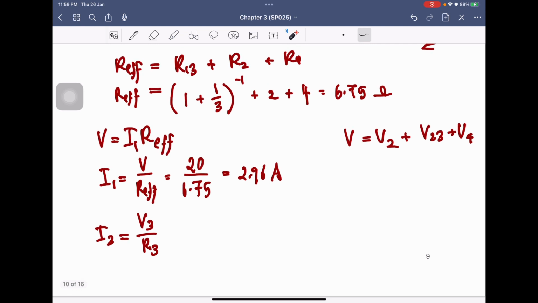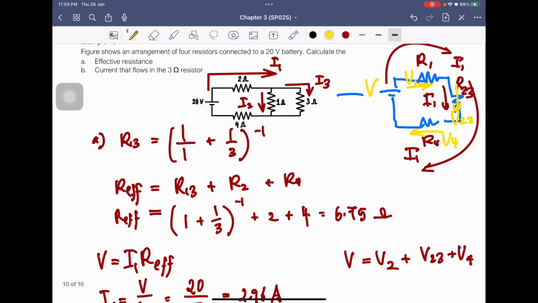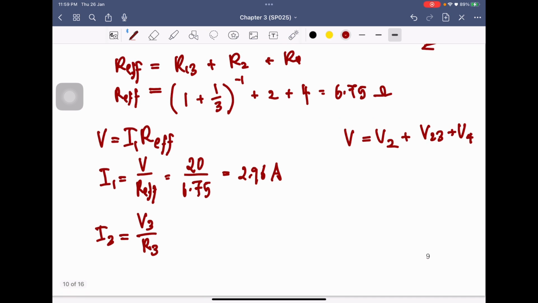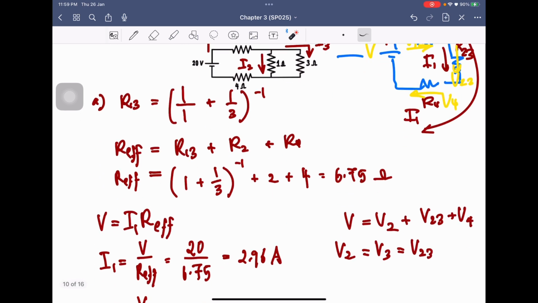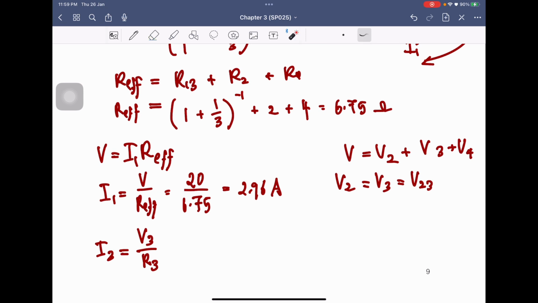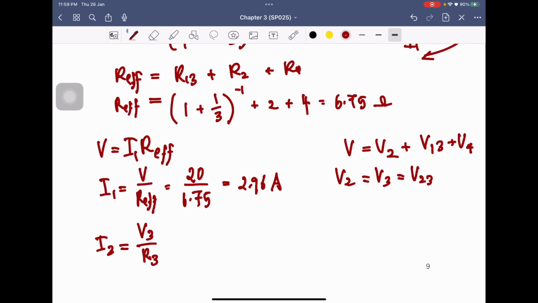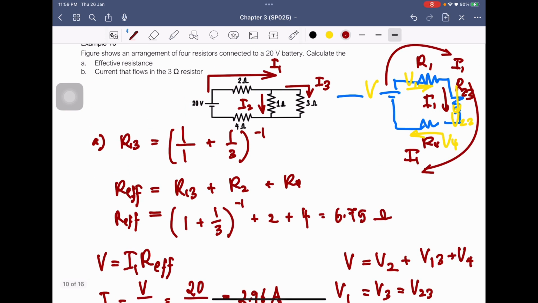So now, if we already get V23, we will get V3. Why? Because for a parallel circuit, which is this one here, for a parallel circuit, what you need to know is the voltage across the resistors will be equal. Okay, so if we get V23, we will get the voltage across resistor number 3. Oh no, not 2, 3, it's 1, 3. Sorry if you are confused. But just label it according to your own understanding basically.